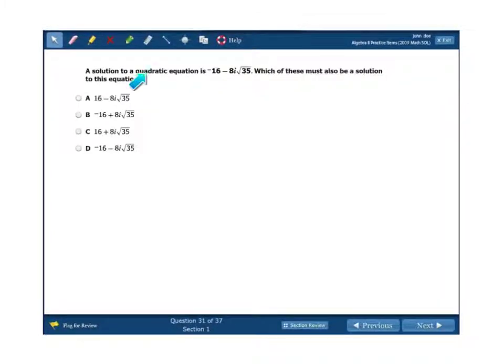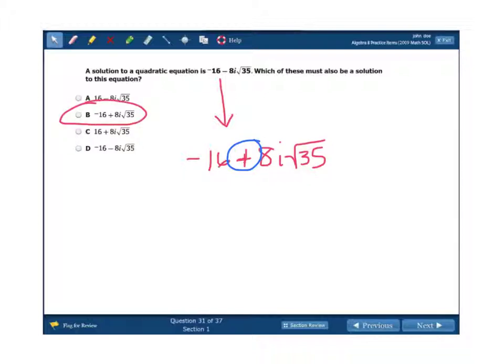A solution to a quadratic equation is negative 16 minus 8i root 35. Which of these must also be a solution to this equation? Well, imaginary or complex solutions come in conjugate pairs. The only thing that would change in the conjugate is the sign that's in the middle of that expression. The sign of the 16 to begin with, that's not going to change over here. Still going to be negative. It's just this is going to be plus. It'll still be 8i, still be root 35. Which means that we have answer selection B. So it's just knowing the relationship, and again, that's a conjugate pair, and the difference is only whether it's a sum or a difference. Next.